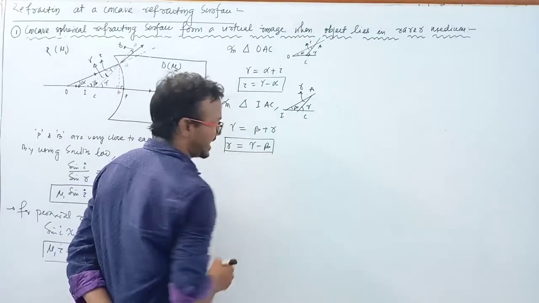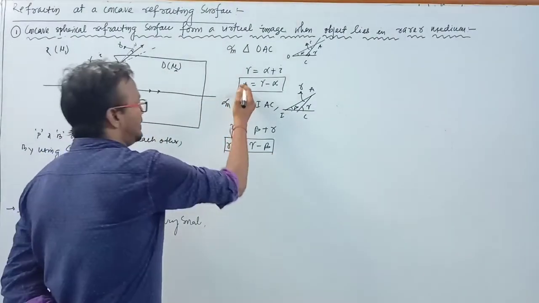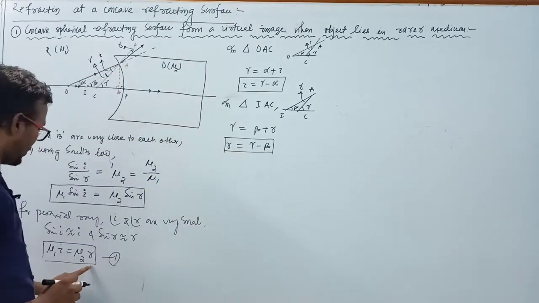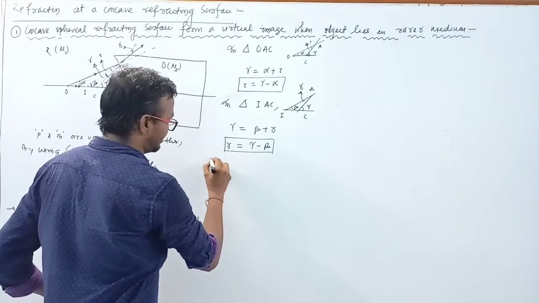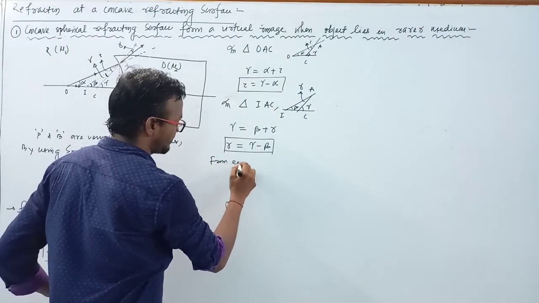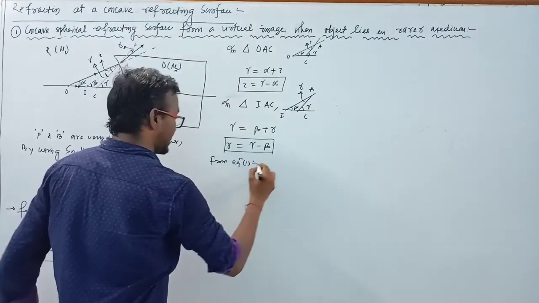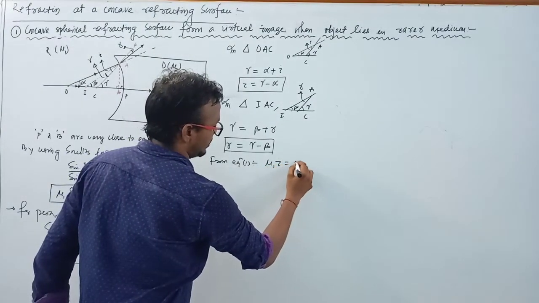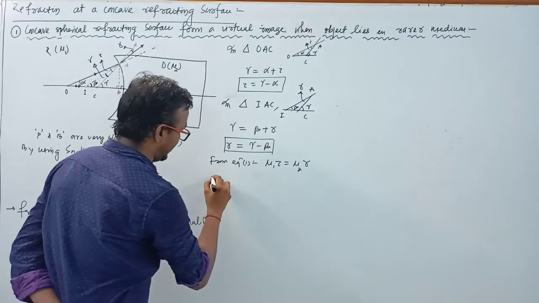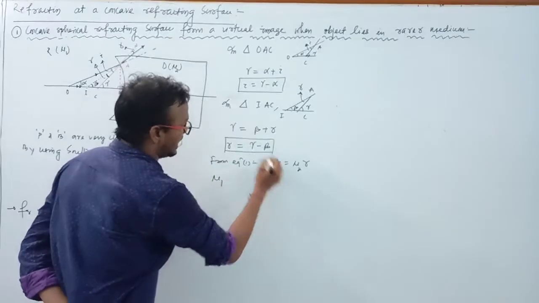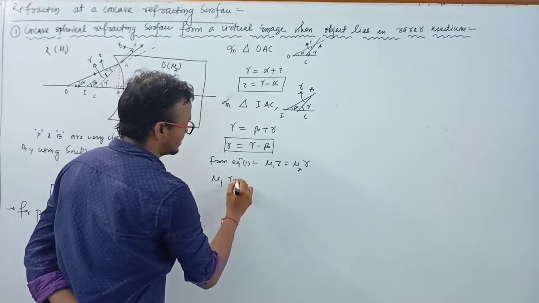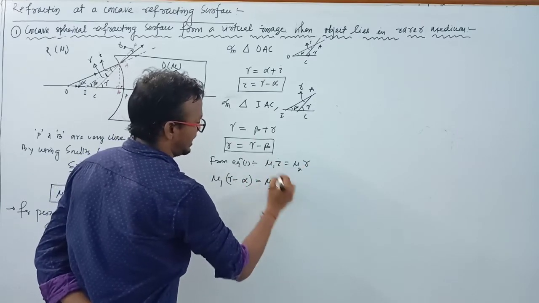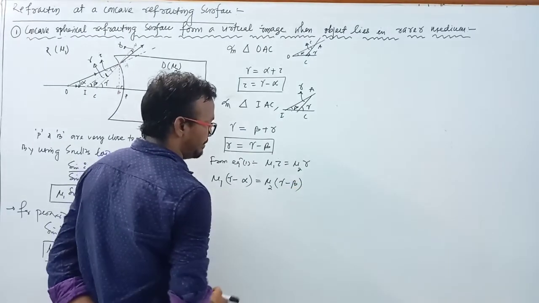This is the second relation. Now using the values of the angle of incidence and angle of refraction in equation 1, this is equation number 1. Then equation 1 can be written as mu1 i equals mu2 r, and here we can write mu1 times the value of i, that is gamma minus alpha, equals mu2 r, that is gamma minus beta.